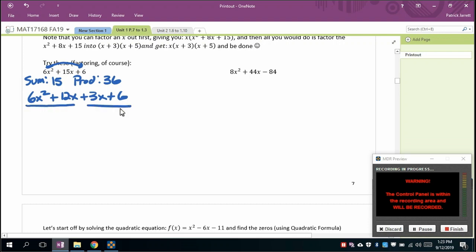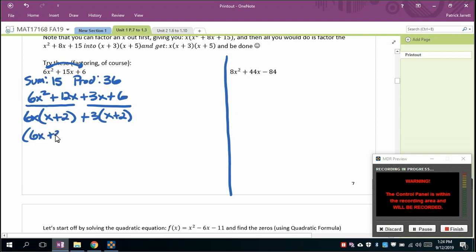So we take the greatest common factor out of each of those, and what we'll get is we can take a 6x out of here, we'll have x plus 2, and we can take a 3 out of these, giving us x plus 2. So what happens is we have 6x plus 3 multiplied by x plus 2. Now, technically, we could take a 3 out of this first part, and it would become 2x plus 1, and then x plus 2.